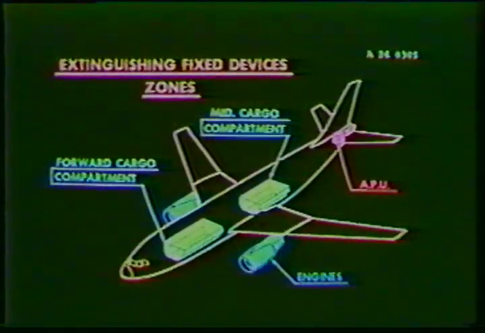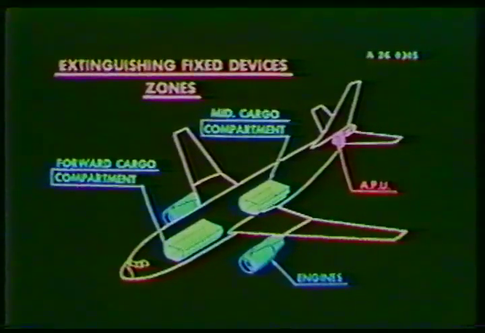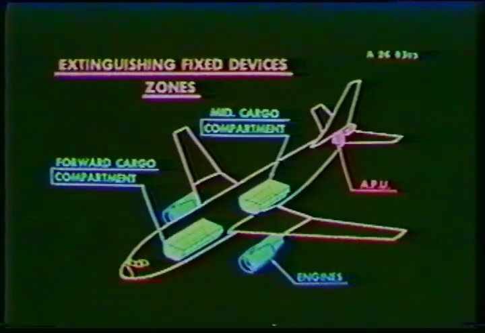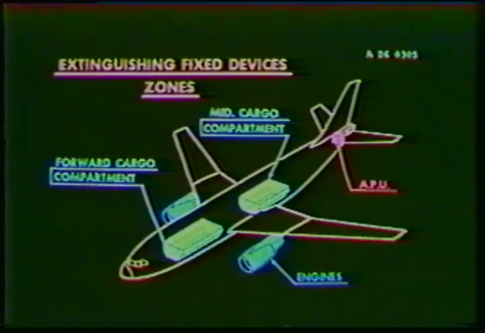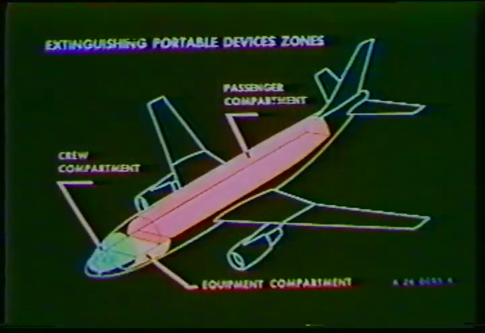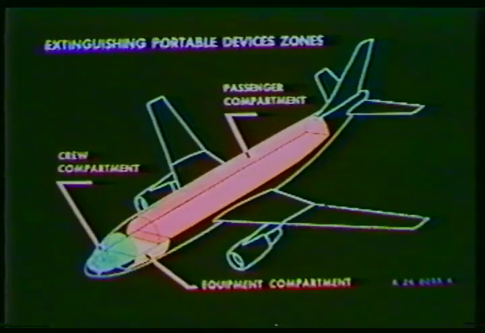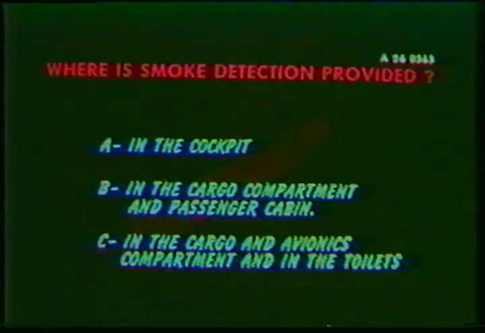The extinguishing system uses fixed Freon bottles as an agent to suffocate fires, as well as shutting off the flow of any air which might feed a fire. These fixed bottles are installed in the engine pylons, APU compartment, and cargo compartments. Portable fire extinguishing bottles are installed in the zones which are not protected by a fixed installation. That is, the crew compartment and passenger compartments. Where is smoke detection provided?